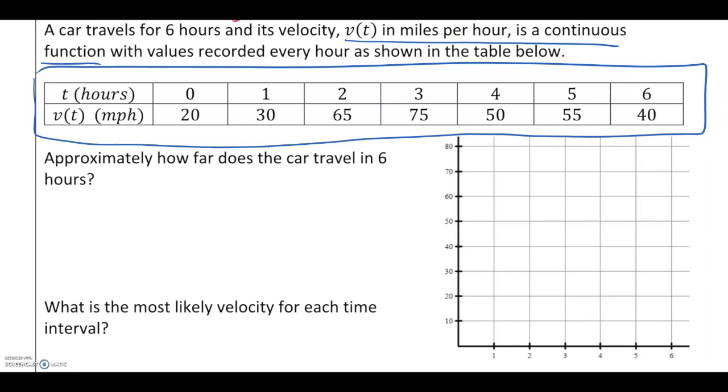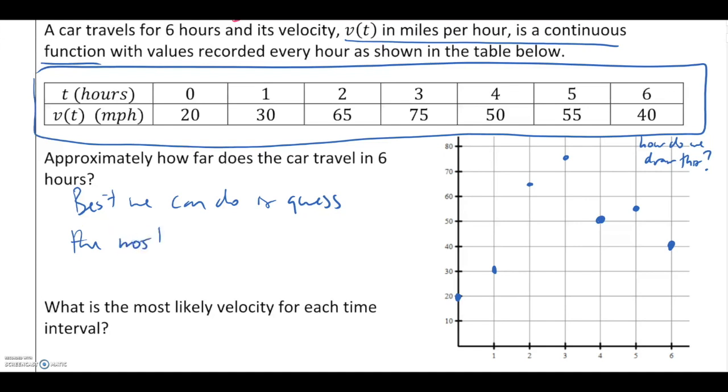That was a really straightforward problem when we knew the velocity was constant, but now it's changing. Now we know at 0, we have 20 miles per hour, at 1 we have 30, and so on as we move across this function. You can see the velocity moving up and down every hour. The other issue with this problem is we have no clue what's going on in between. So how do we draw this function? The best we can do is guess the most likely velocity over any time interval.